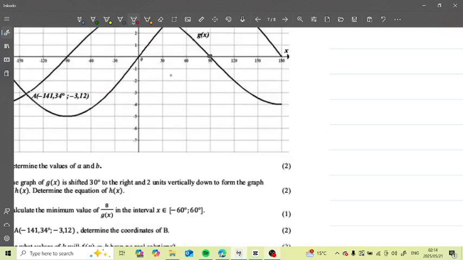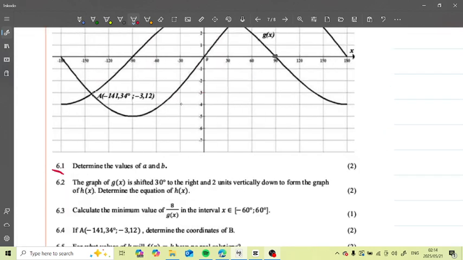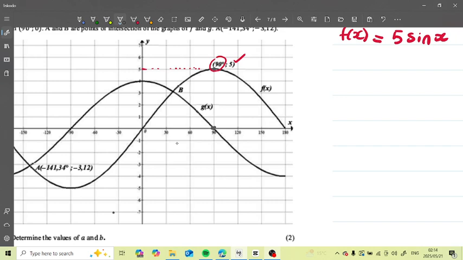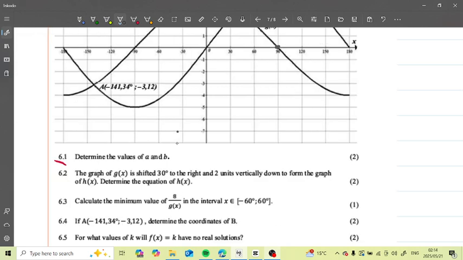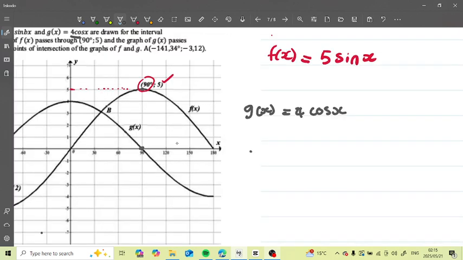Now, let us look at what the other question is requiring from us. Question 6.2 says the graph of g of x. Let me write the g of x equation that I'm given here. If you look at the top, my g of x is given as 4 cos of x. What happened to this graph of g of x? It was shifted 30 units to the right and 2 units vertically downwards. Let me write that here: 30 units to the right and 2 units downwards.